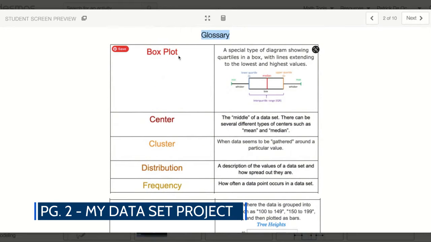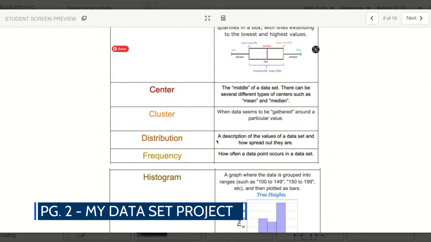Glossary. Box plot. A box plot is a special type of diagram showing quartiles in a box with lines, like these lines, extending to the lowest and highest values. So this goes from the lowest all the way to the highest. Center. A center is the middle of a data set. There can be several different types of centers, such as mean and median. Cluster. A cluster is when data seems to be gathered around a particular value.